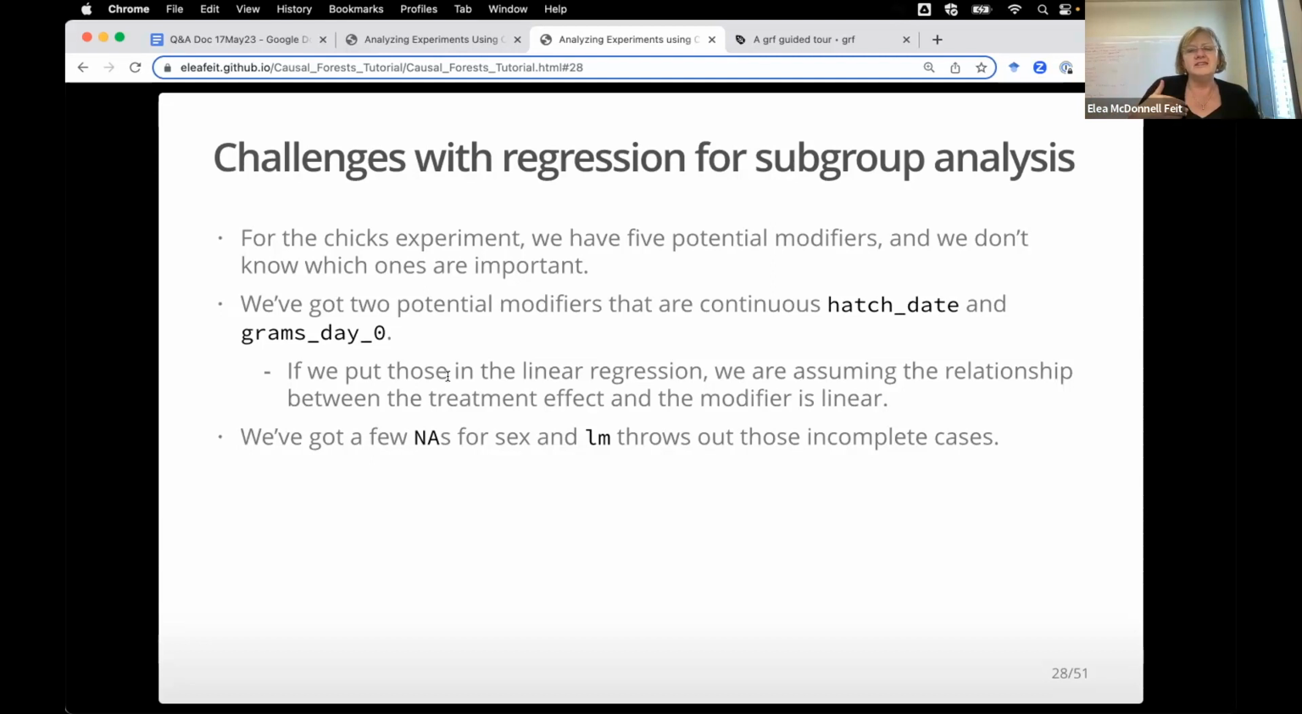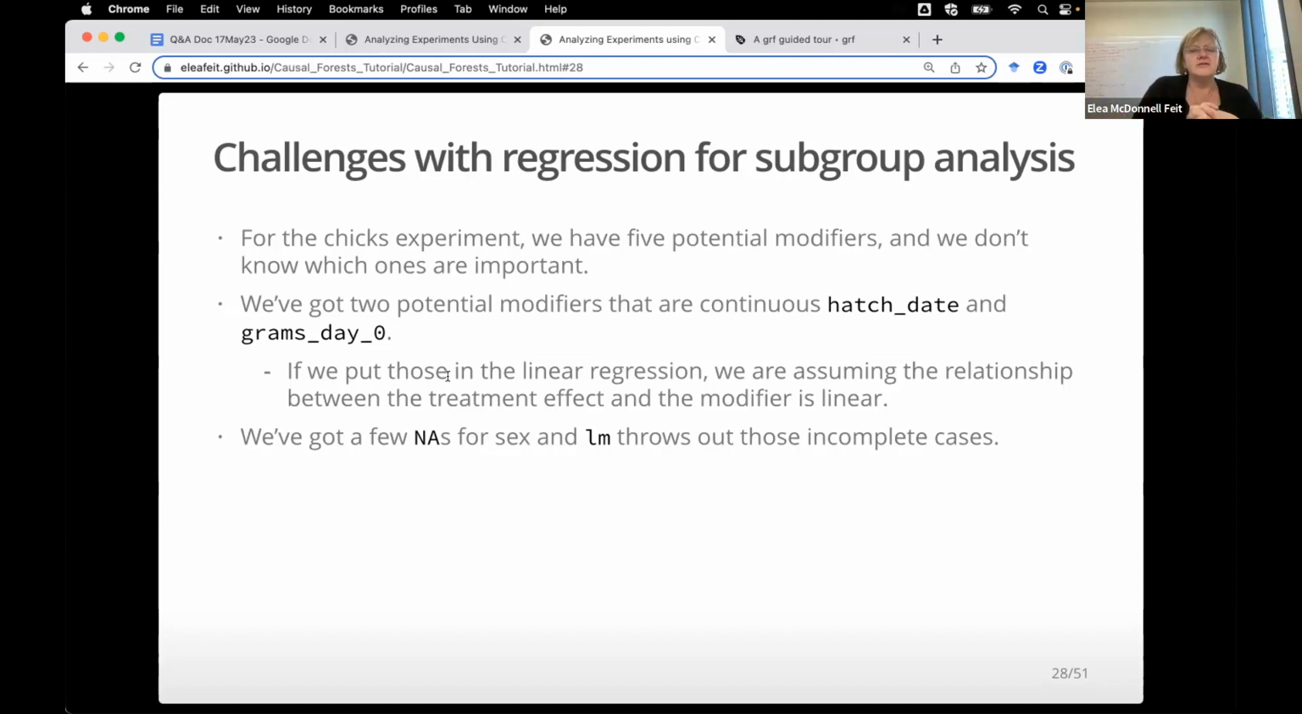And if we put those continuous variables into the linear regression, we're going to assume a linear relationship between the treatment effect and the modifier. And we don't necessarily know, maybe the grams day 0 has a curvilinear, an upside down U-shaped relationship with the treatment effect. And so the best thing we could do is maybe cut the grams day 0 variable into buckets and stick dummy variables for that in the regression, but it just gets really clunky really fast.